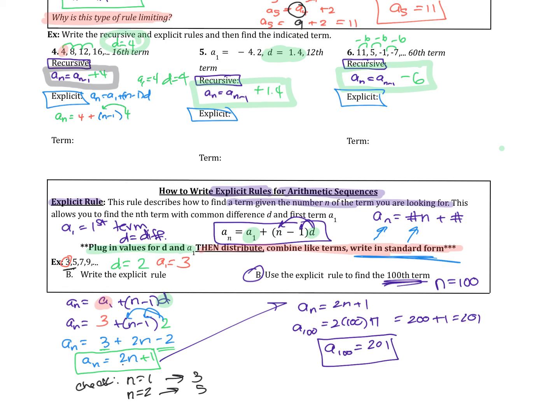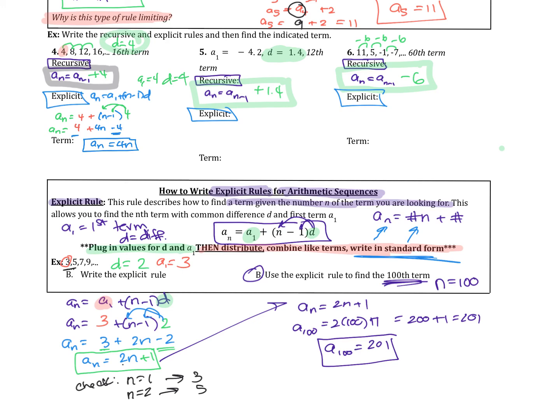Now we need to distribute, so A sub n equals 4 plus 4 times n is 4n, 4 times negative 1 is negative 4. And now we're going to combine like terms. This is going to give me A sub n equals 4n, since if I add 4 and negative 4, I get 0. So this is my rule. A sub n equals 4n.